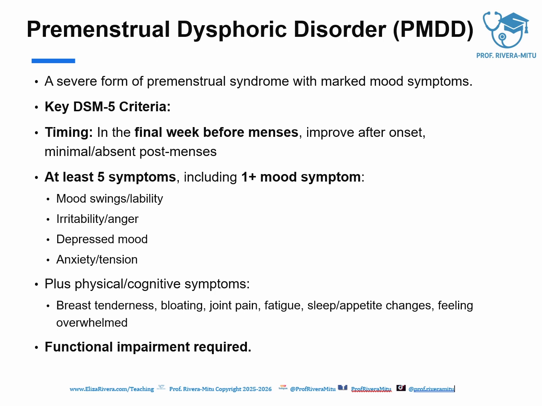SSRIs like fluoxetine are first line. On the boards, look for timing clues and affective symptoms, not just bloating or cramps. You want to remember the mnemonic mood plus body. So the patient will have mood swings, irritability, depression, or anxiety, plus bodily symptoms such as bloating, breast tenderness, appetite changes, and sleep issues.